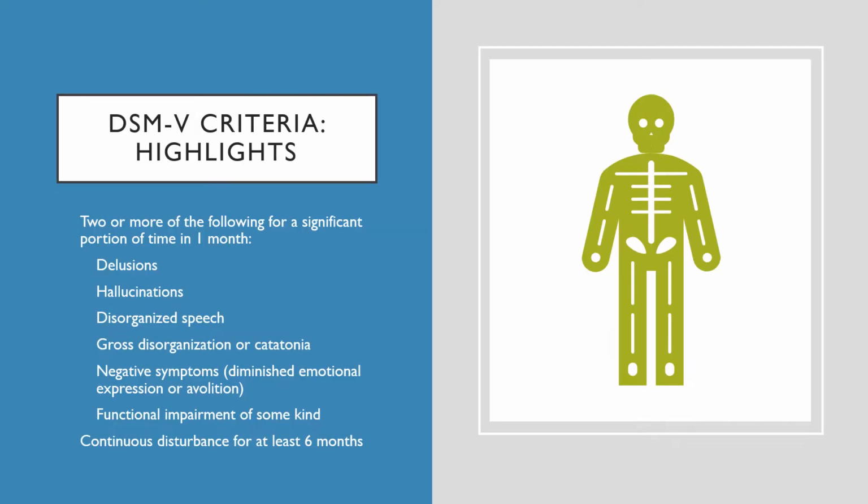When we think about the DSM-5 criteria, patients have to have 2 or more of the following for a significant portion of time in 1 month. And that's going to be delusions, hallucinations, disorganized speech, gross disorganization or catatonia, negative symptoms, functional impairment of some kind. They'll have to have 2 of those. Continuous disturbance for at least 6 months would also be criteria that would meet the DSM-5.